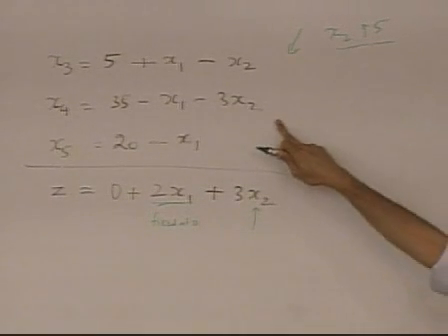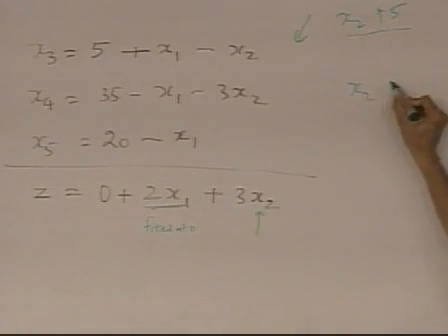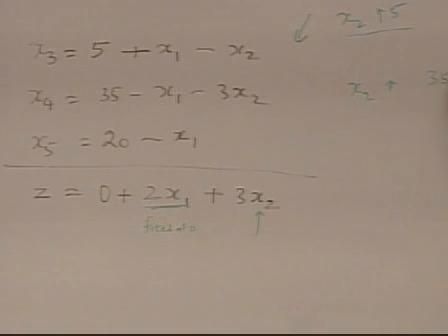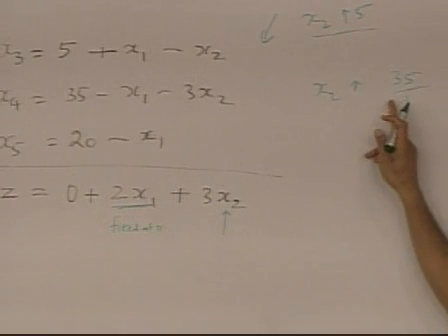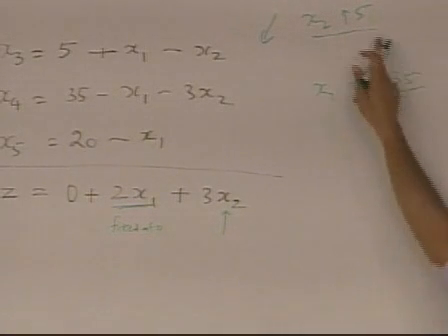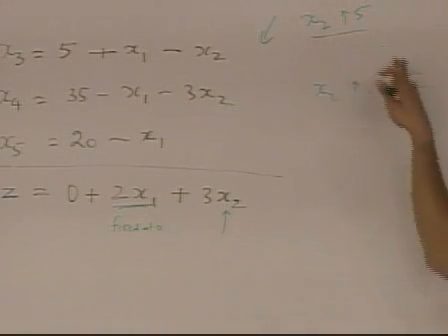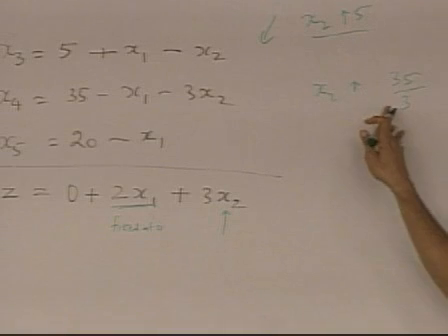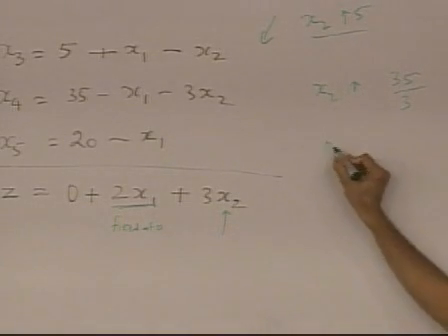Again, x4 also goes down, but this says x2 can go up to 35 over 3. The exact value doesn't matter. What matters is the fact that this is actually bigger than this. So we are going to hit this constraint before we hit this constraint. Now what about here? This has no effect.